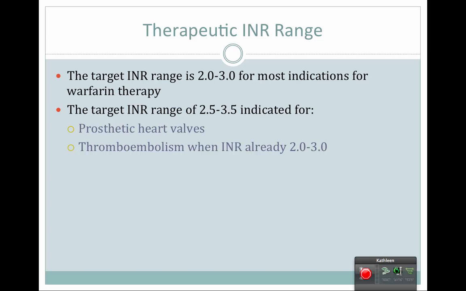Therapeutic INR range. The target INR range is 2 to 3 for most indications for Coumadin therapy. The target INR range is 2.5 to 3.5, indicated for prosthetic heart valves, and thromboembolism when the INR is already 2 to 3.